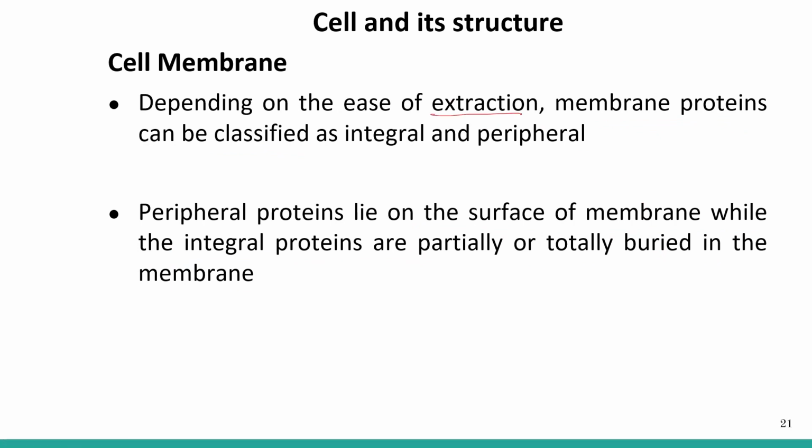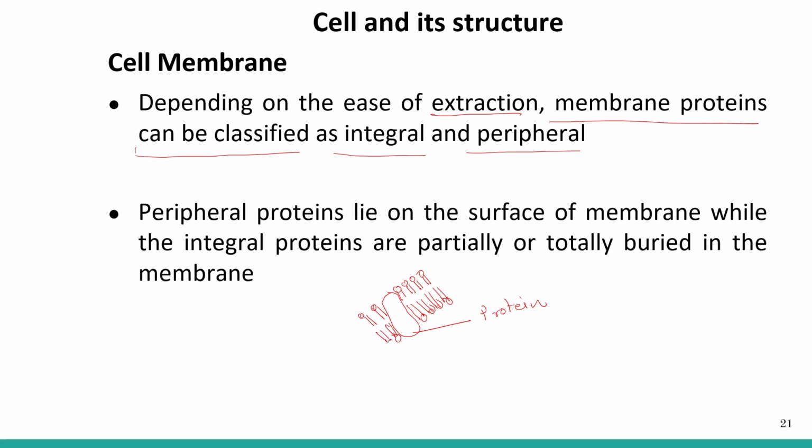Depending on the ease of extraction, membrane proteins can be classified as integral and peripheral proteins. So, if we draw the structure of a cell membrane, we can see two types of protein. So, this is the lipid bilayer. Okay. This is a protein. This is a protein. And we can see some extrinsic protein. Okay, this is also protein.